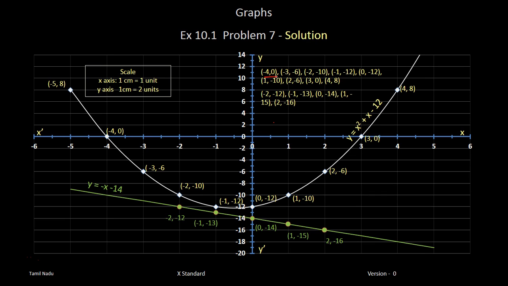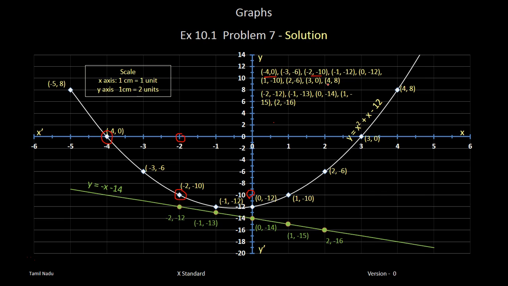So first point, minus 4, 0. X is equal to minus 4, fine, and y equal to 0. Y equal to 0 means it's a point on the x-axis. So this is the point. Next, let's take this. X is equal to minus 2, y is equal to minus 10. So you come down from minus 2, go left from minus 10, they will intersect at one point. So this is minus 2, minus 10.